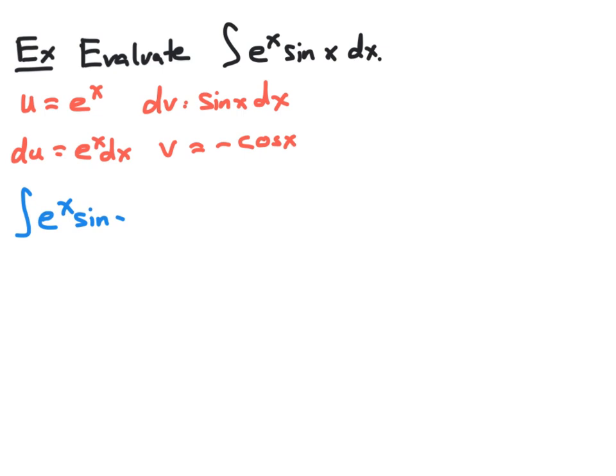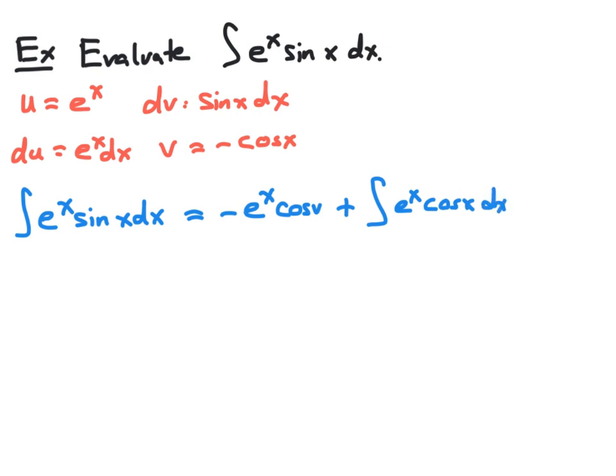Once we pick all of these values, we know from the integration by parts formula that the integral of e to the x sine x will be u times v, which will be negative e to the x cosine x, minus the integral of v du, and v du will be a negative, so we'll bring that outside the integral to make a positive integral of e to the x cosine x.